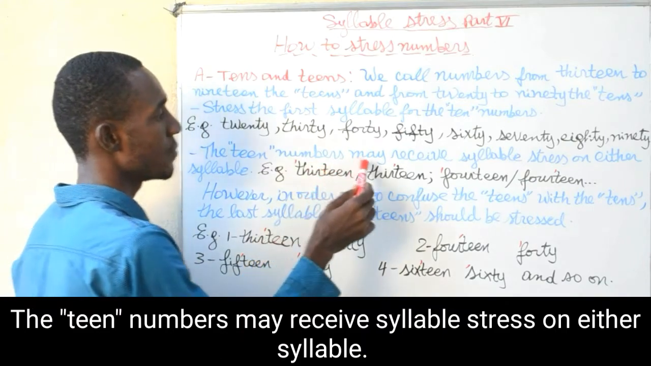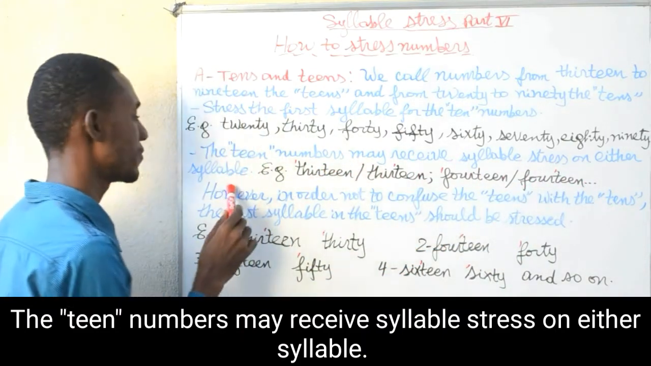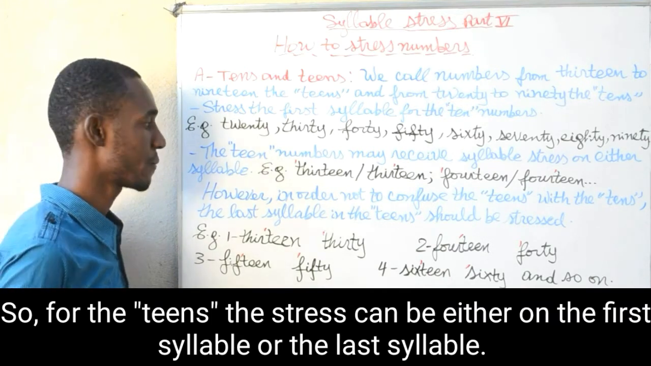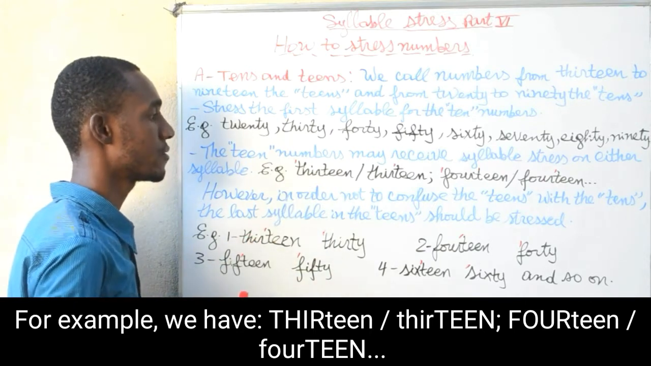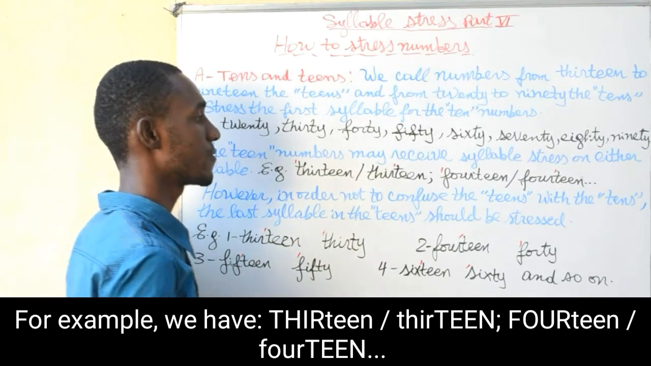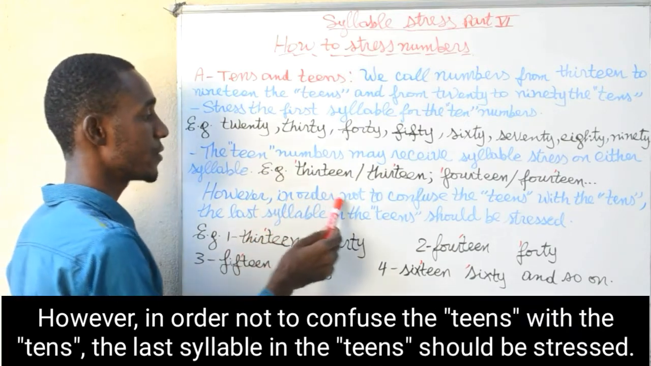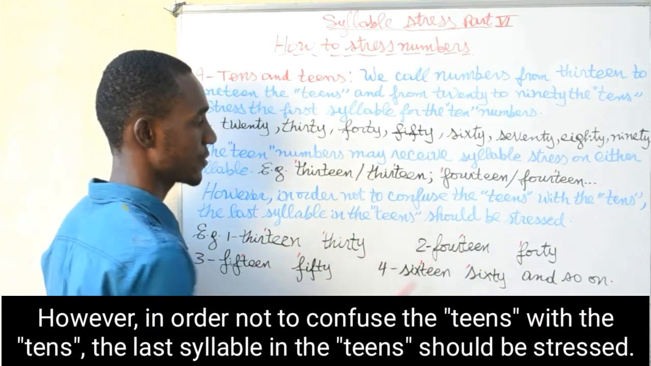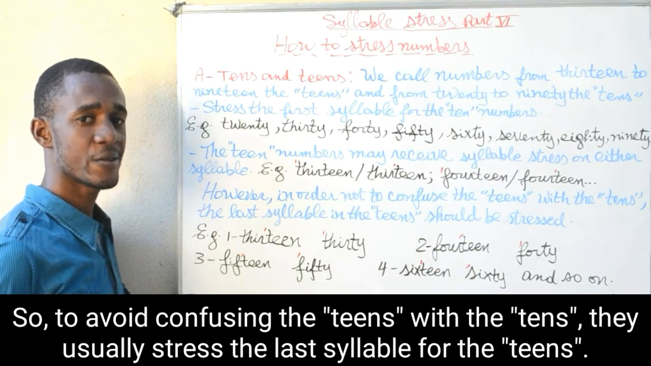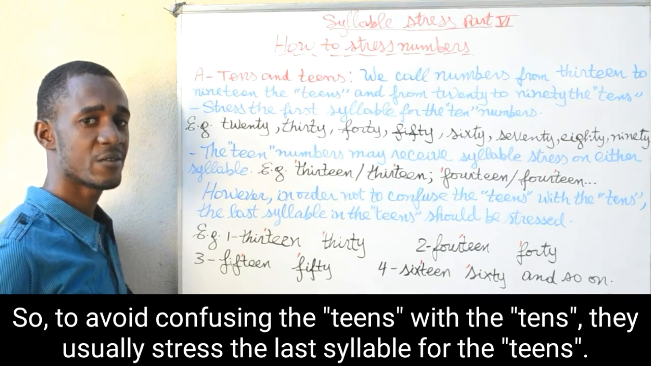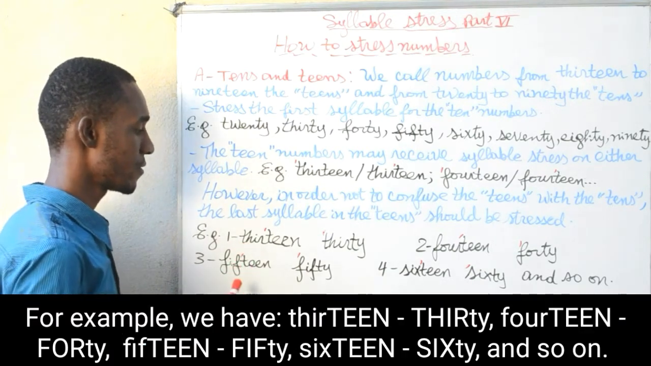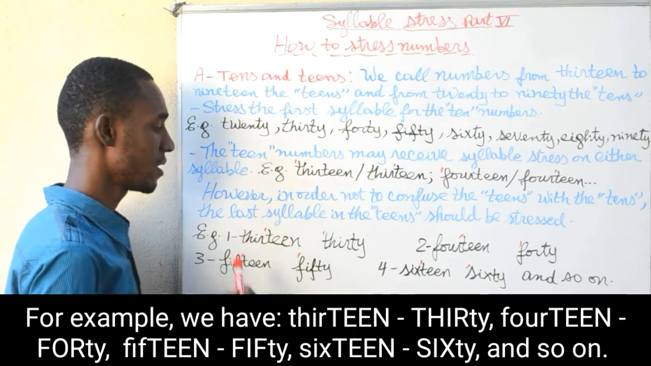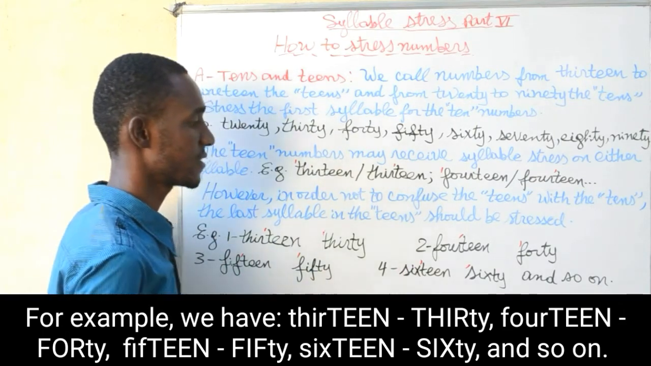The teens may receive syllable stress on either syllable. So for the teens, the stress can be either on the first syllable or the last syllable. For example, we have 13 or 13, 14 or 14. However, in order not to confuse the teens with the tens, the last syllable in the teens should be stressed. So to avoid confusing the teens with the tens, they usually stress the last syllable for the teens. For example, we have 13, 14, 15, 16, and so on.